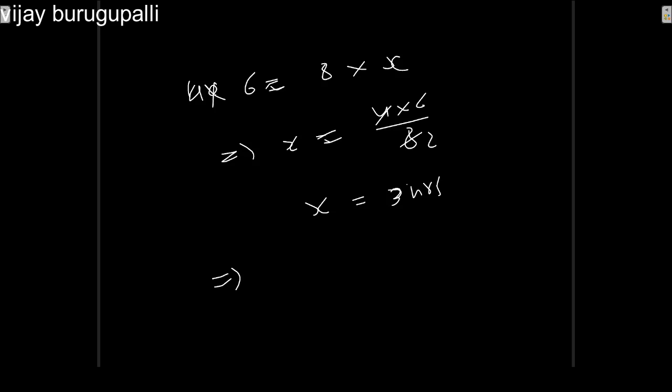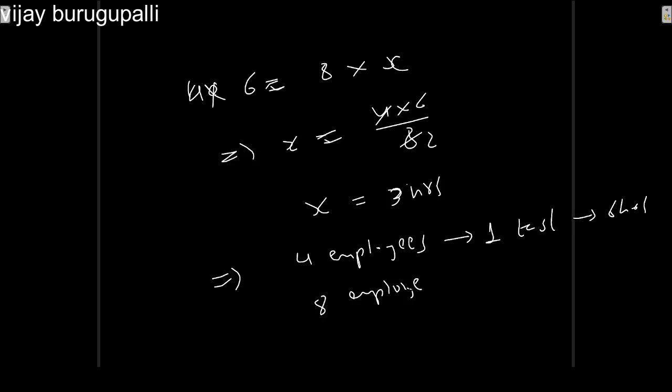That means 4 employees will do a task in 6 hours. Now 8 employees will do the same task in just 3 hours, because here the number of employees working to complete the same task is increasing, so the amount of time taken by them will decrease. In this way we use the proportion concept while solving the time and distance and time and work problems.